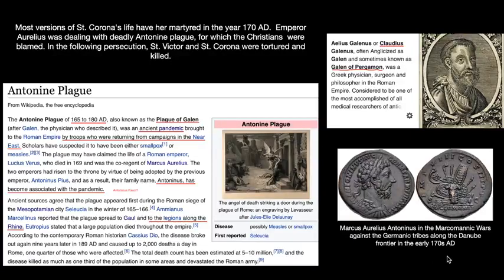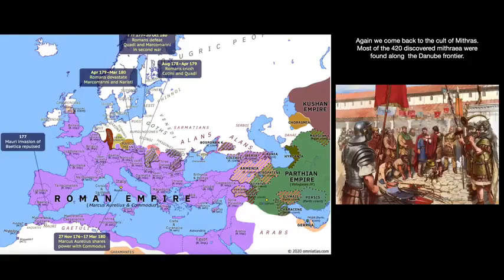And this Danube frontier is notable because that's where most of the Mithraea have been found. They number 420 in total for your code 42. Again, Mithras shows its head.